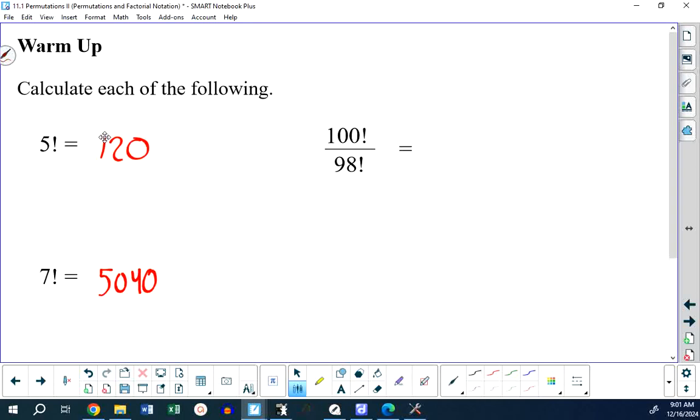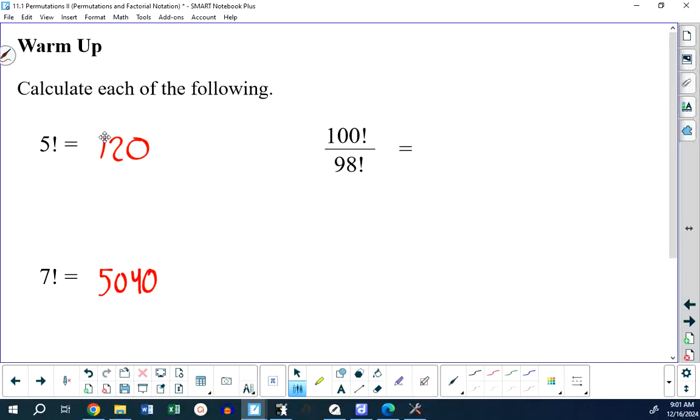You're not allowed to divide 100 by 98 and say the answer is 2. This isn't 100 over 98. It's 100 factorial over 98 factorial. Now, how many of you have put that into your calculator and are slapped in the face with a domain error of some kind? Okay.